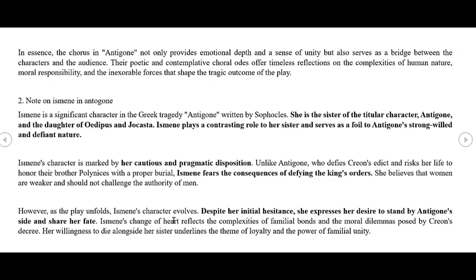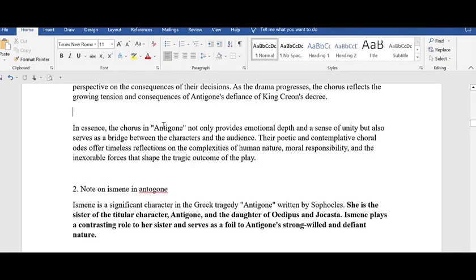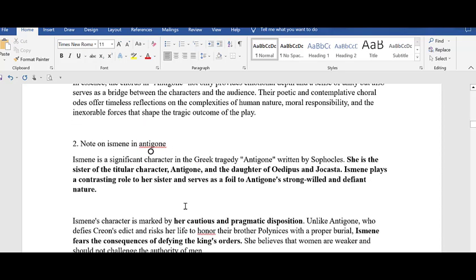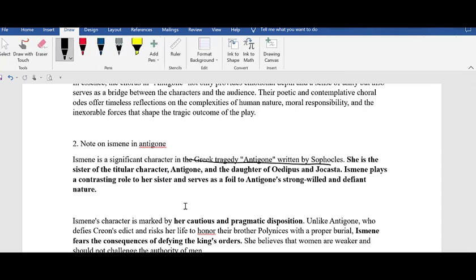Next question is on Ishmael in Antigone. Now, the character of Ishmael in Antigone is a character that grows over the play. You start with Ishmael being a very docile character. She does not behave in the same way, she doesn't think the same way as Antigone, so it offers a contrasting role to Antigone, it offers a foil to Antigone.